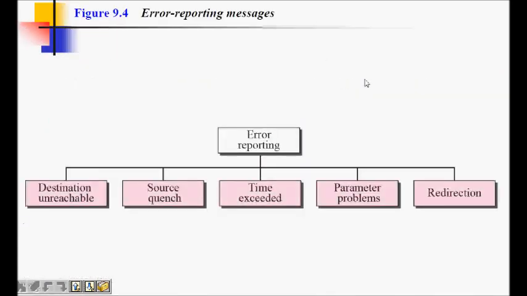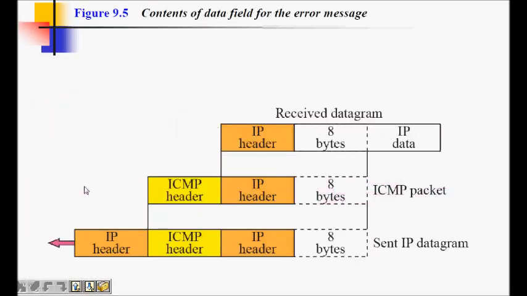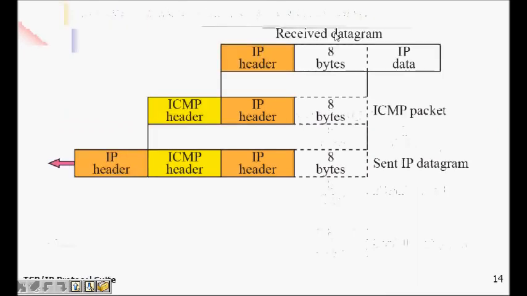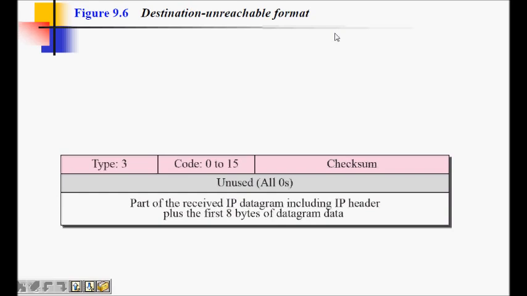So what are the different errors that can occur? We said destination unreachable, source quench, time exceeded, parameter problems, and redirection. These are some of the broad categories that you can easily identify using the type of the error message. This is telling us about the contents and data fields of the error message. The first error message that we will see now is destination unreachable.